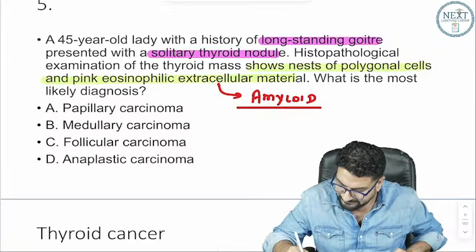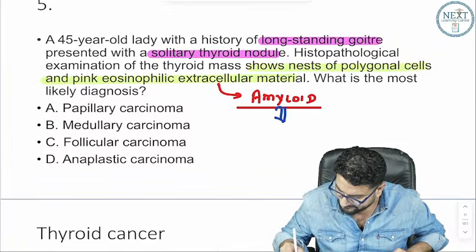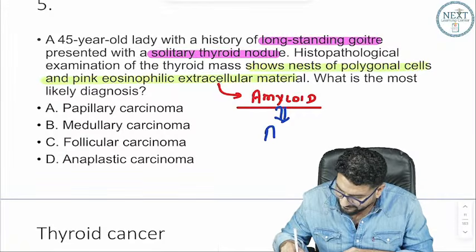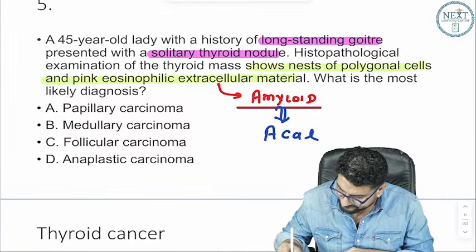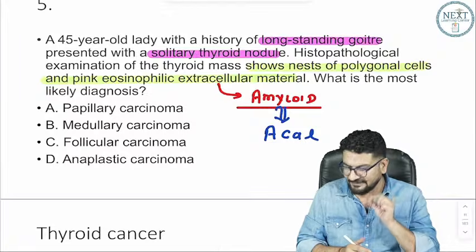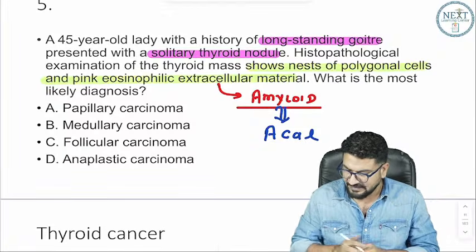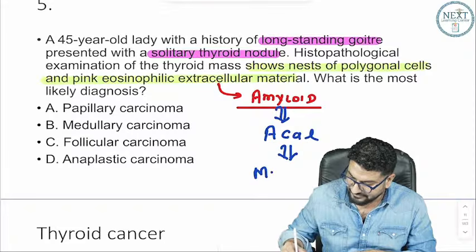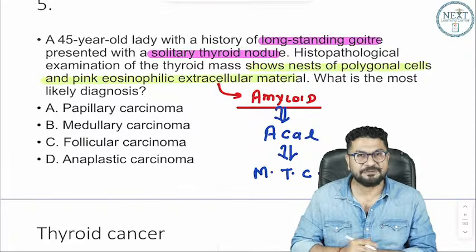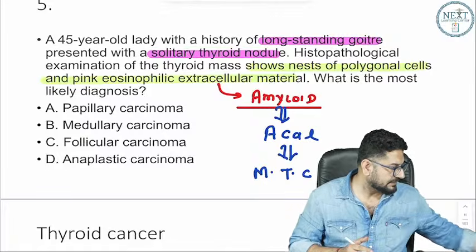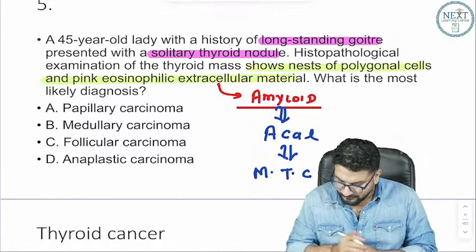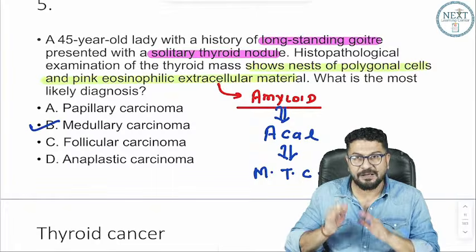Now understand this thing. In thyroid cancer, you will see which type of amyloid? You will see ACal amyloid. Cal stands for calcitonin. And this ACal amyloid, it is seen in which cancer? It is seen in MTC. MTC means medullary thyroid carcinoma. Done? So just remember, medullary thyroid carcinoma.